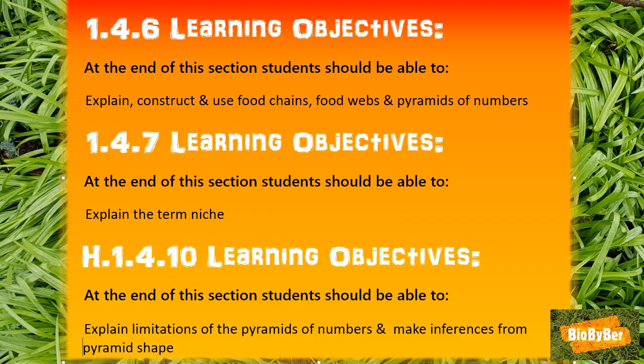What does this actually mean? What are we trying to understand here? You should be able to explain, draw up and use food chains, food webs and pyramids of numbers. There's no point in going into these terms until we understand them. You should also be able to explain the term niche. At the end of this section, if you are higher level, you should also be able to explain the weaknesses of the pyramids of numbers and be able to draw conclusions from their shape.